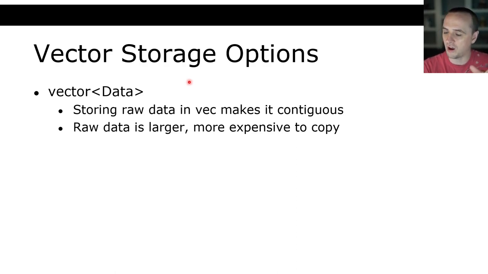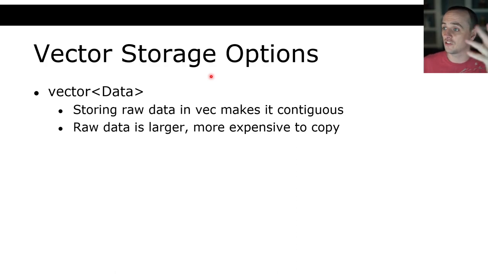So storing the raw data in the vector will make sure that that data lives contiguously in memory. And raw data can be large, right? So it's more expensive to copy. For example, if we have a use case where we often want to move data around inside that vector, then it may be that the copying of the data is the bottleneck to our time, right? So let's say our data structure is a megabyte. It's something pretty big. The vector stores that on the heap, so it's fine. We've got the space for it.